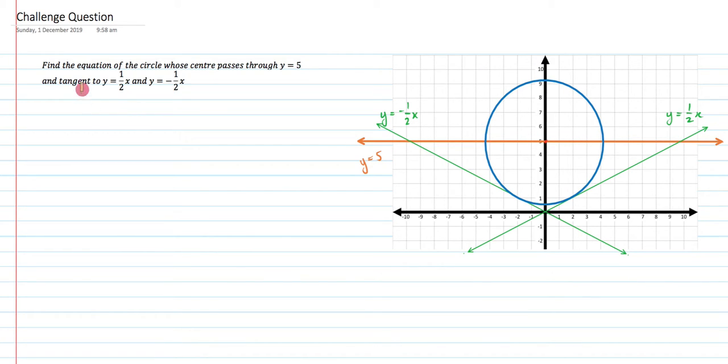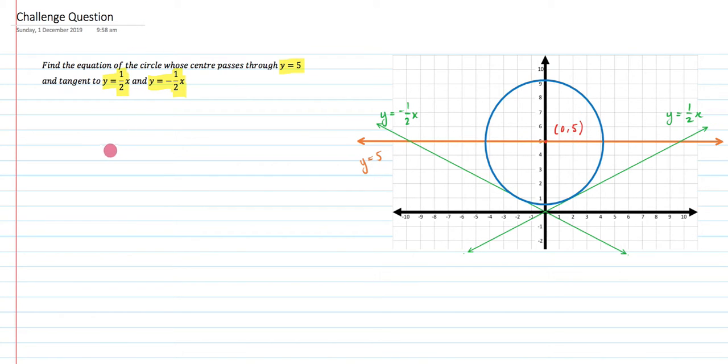So to find the equation of a circle whose center passes through y equals 5 and is tangent to y equals a half x and y equals negative a half x. The first thing that you do when you have these type of questions is give it a sketch. You don't have to, but I did. And once you give it a sketch, you can quite clearly see that the center is going to be (0, 5) for my circle.